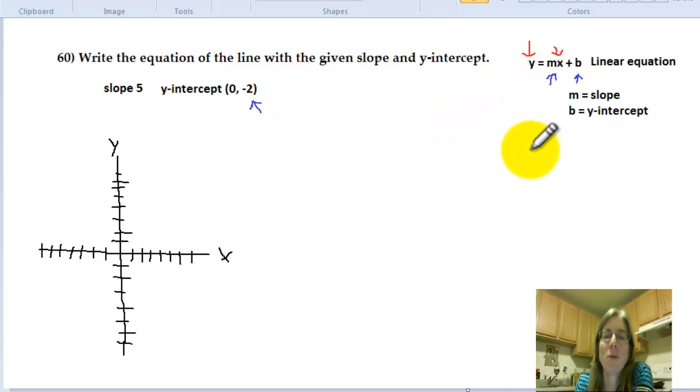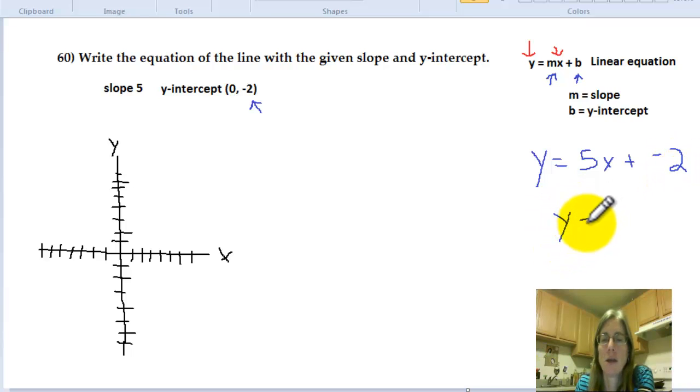So we simply put the y. We do not have to find a value for y. And we plug in the m, and that is the slope, which is 5. We do not have to put a value in for x. And then we add the y-intercept, which is -2. This can also be written as y equals 5x minus 2. Plus a minus or -2 are the same thing, because remember our integer rules, you add the opposite.